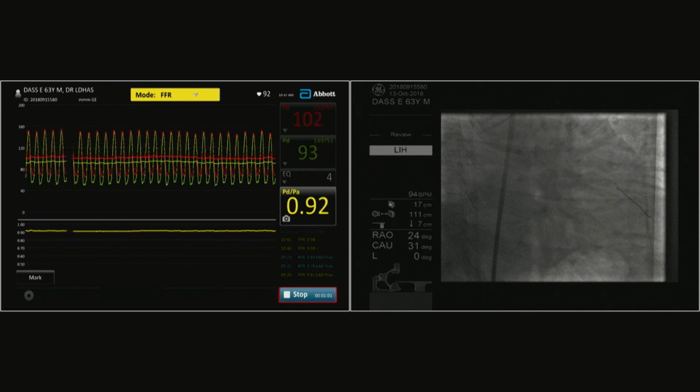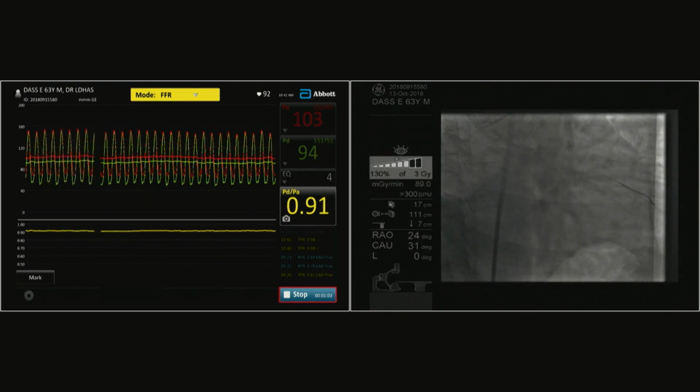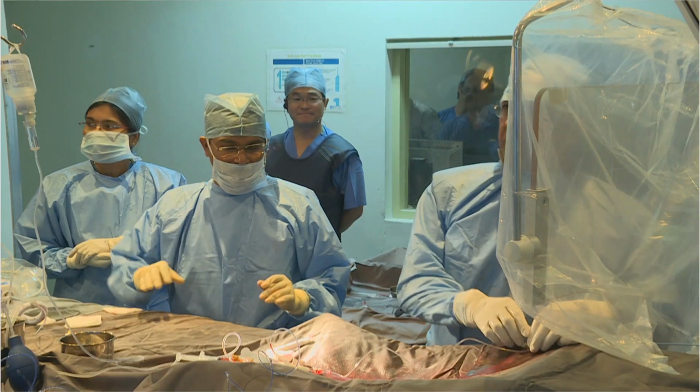0.91 in the circumflex. Great job. So let's give them a big hand, and thank you very much for a great demonstration. Thank you. Thank you.